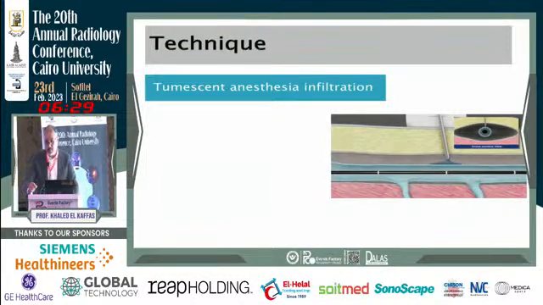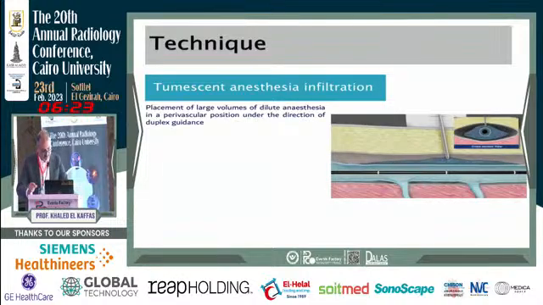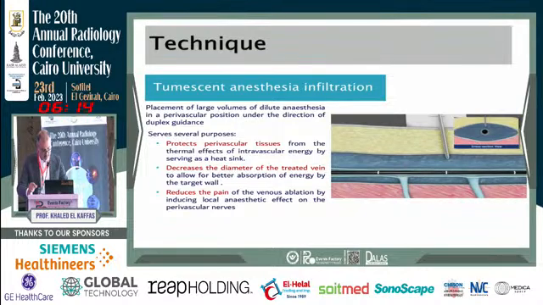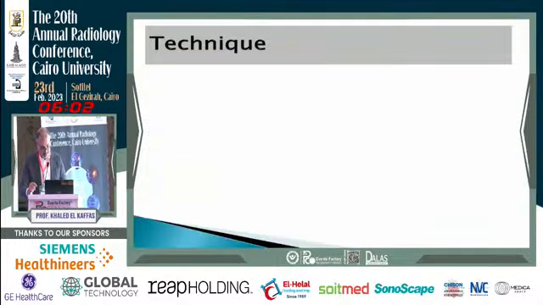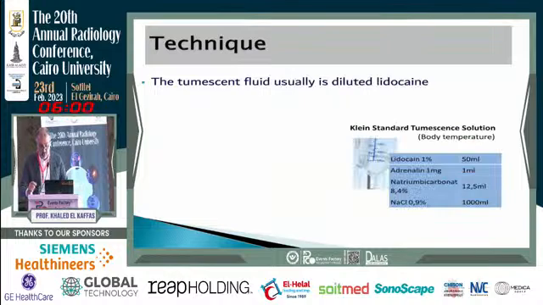Then we start the most important step in thermal ablation: tumescent anesthesia infiltration. What is tumescent anesthesia? Placement of large volumes of diluted anesthesia in the perivascular position under ultrasound guidance. It serves several purposes. It protects the perivascular tissue from heat injury, decreases the diameter of the treated vein to ensure good ablation, and reduces the pain. So it's totally a painless outpatient procedure. We use diluted lidocaine.